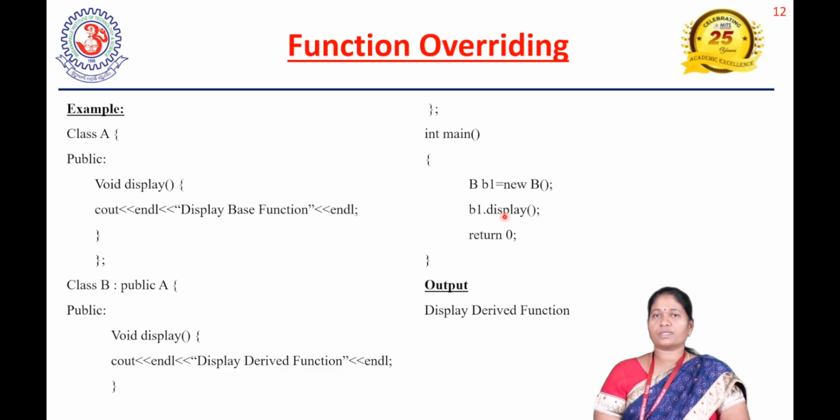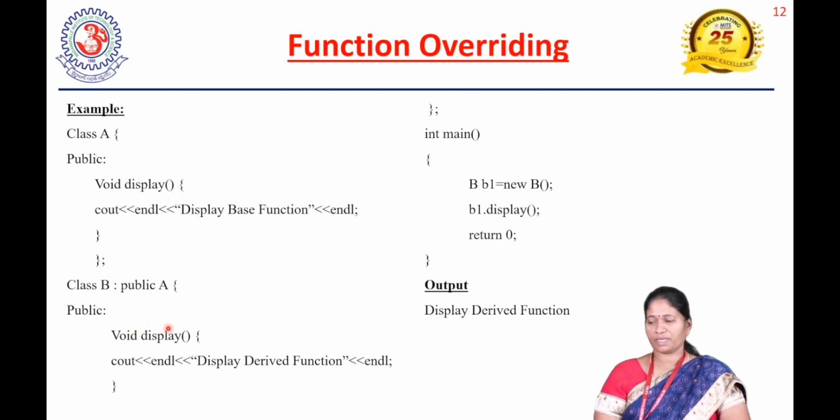So how does the compiler recognize this? Actually, we have the same function in A class as well as in B class. If you invoke this particular line, b1 dot display, the compiler won't go for your A class. Inheritance means if you inherit from a base class to a new class, obviously it will go for your derived class.